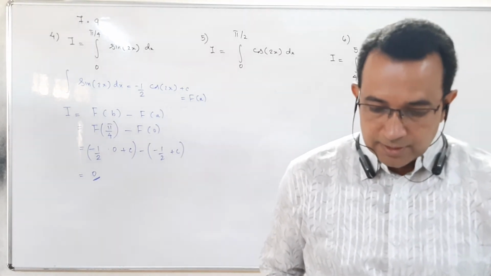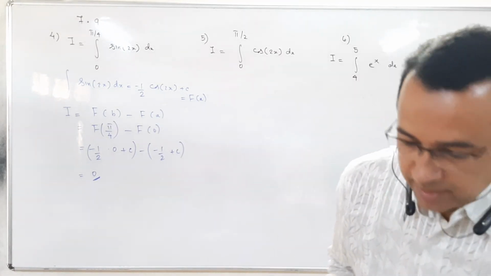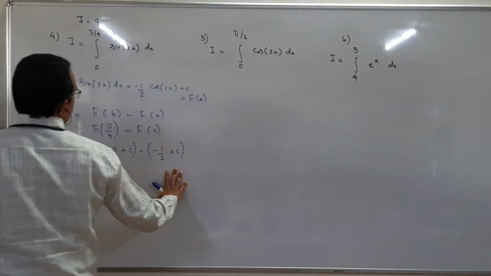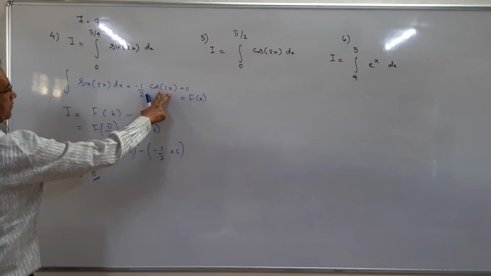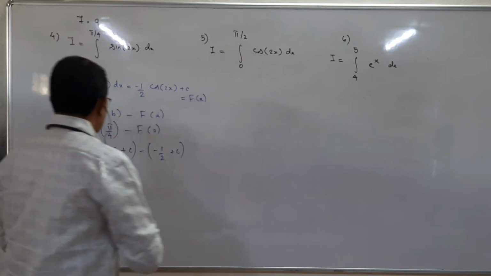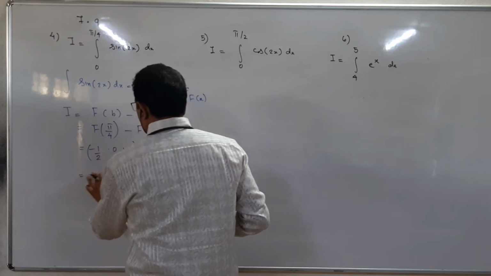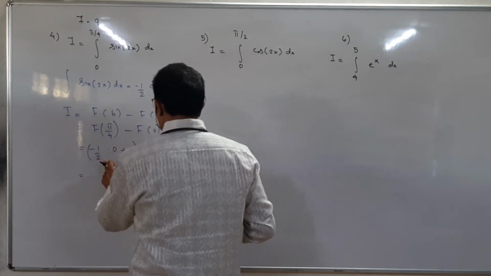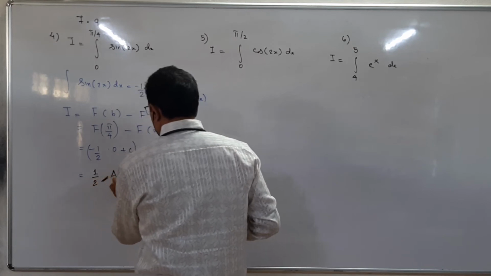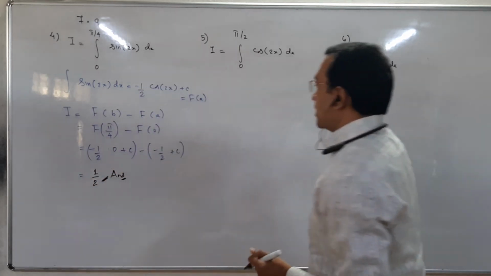Now, the next question, students, sum number 5. I hope all of you have understood this. This is 2 into pi by 4, so this will be pi by 2 cos pi by 2. So, students, the answer is half. Sorry, students, here this is already 0. Sorry, students, the answer is half. Okay.